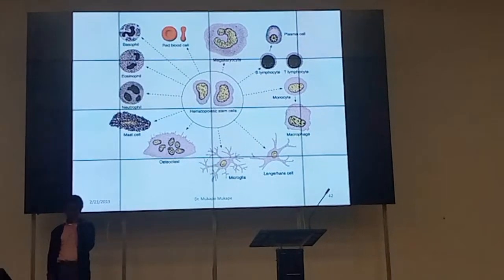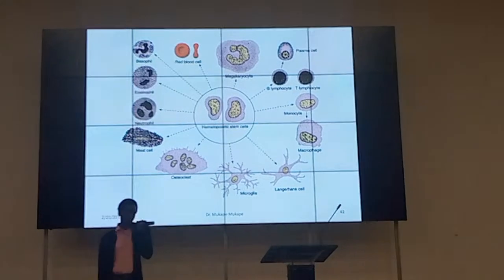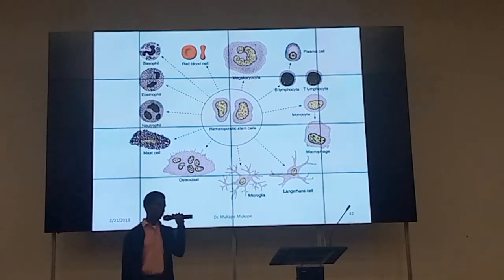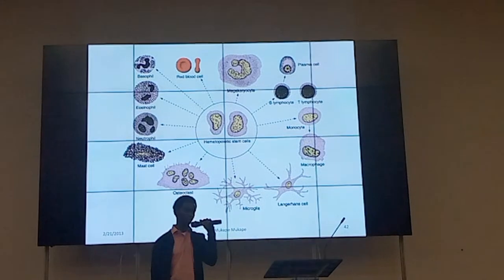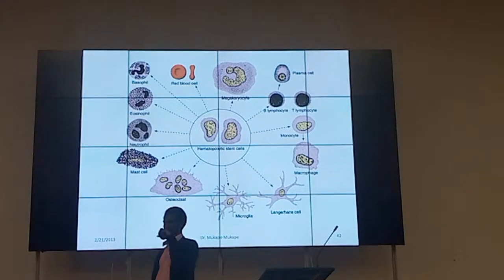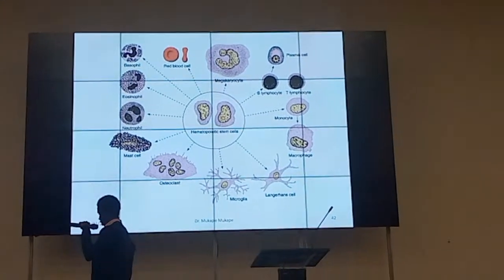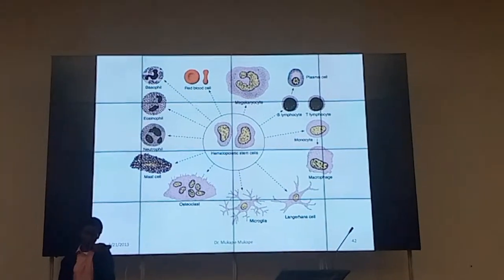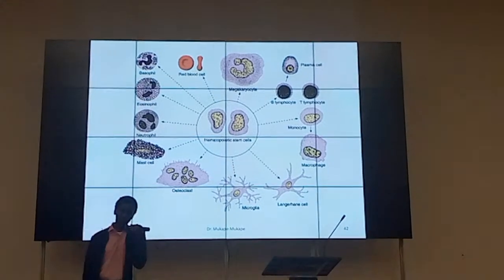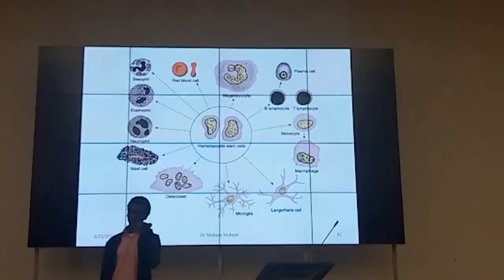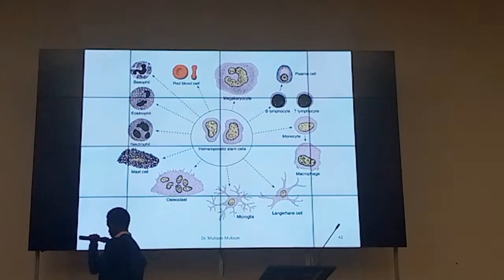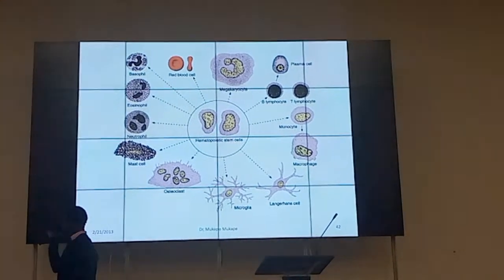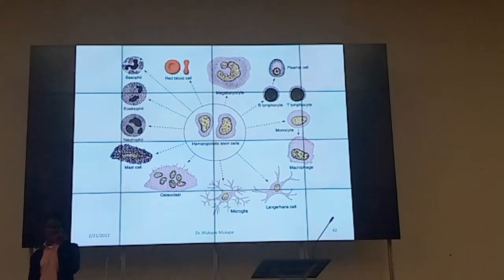We have another source of cells, the hematopoietic stem cells in the bone marrow. The bone marrow has hematopoietic stem cells. These cells give rise to the cells in blood tissue, the blood cells, the red blood cells, which are what we call erythrocytes in medicine.